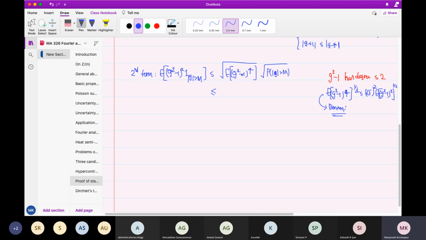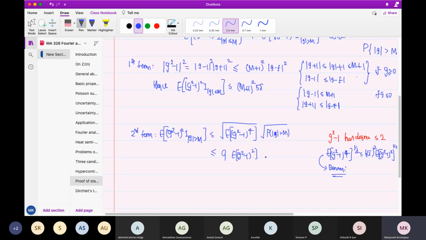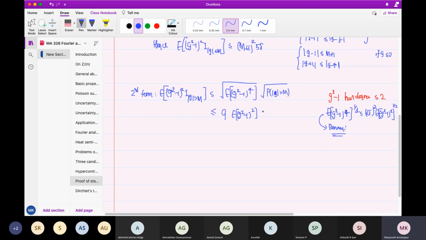So what is the bound for this? Square root 3 square is 9. I'm going to square this, right? So I get 9 times expectation of (g square minus 1) the whole squared, times this probability. Yeah, so sorry, 9 times that times the square root of the probability that mod g is bigger than M.